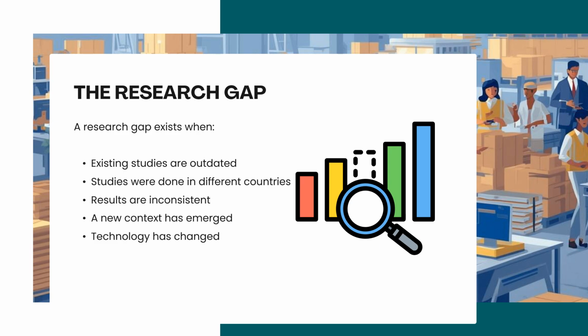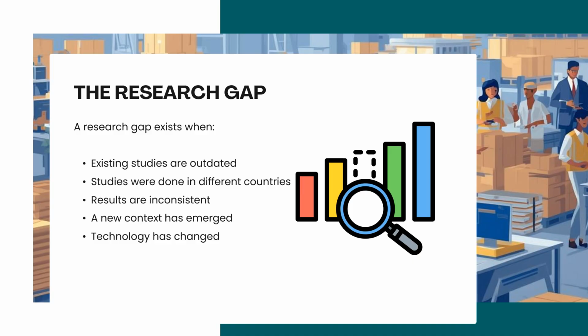A research gap also exists when existing studies are outdated. For example, many studies were written up until maybe 2015, and from 2015 to 2025 there's nothing that has been written in that field. There's a problem there. Why is it not being written? What can we do? That's how you identify a research gap.